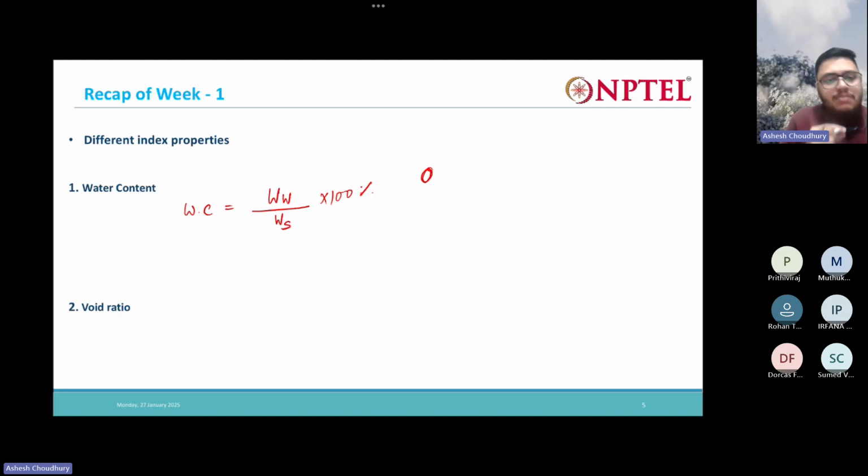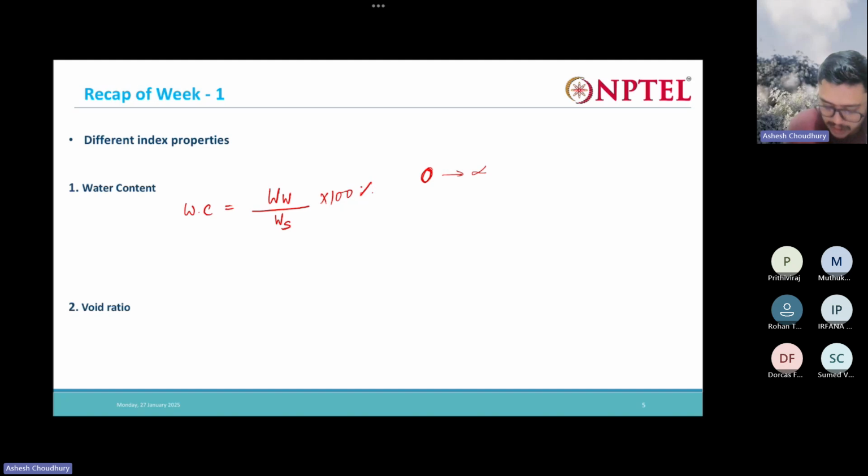And what is the maximum water content a soil can have? Yeah, correct. There is no limit. So we have a lower limit of zero, but there is no upper limit in water content, right? Zero means the soil is dry.